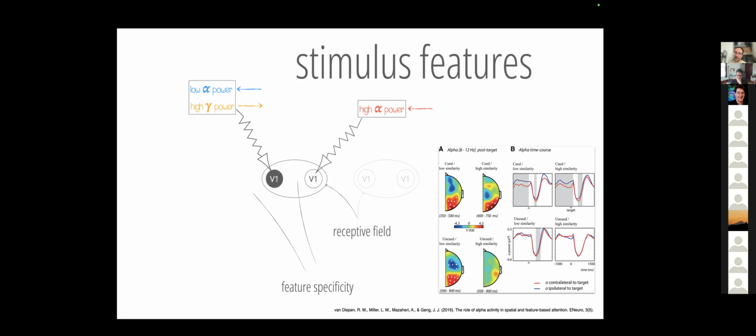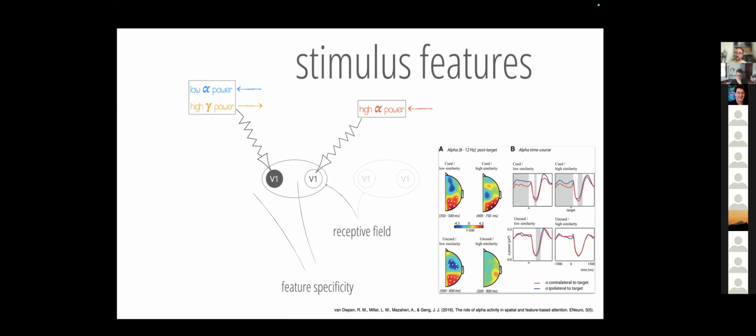There's also some evidence that this might be the case. In this specific study, they had left and right stimuli, so this typical spatial attention paradigm, but they also had color as a feature variable. And what you can see in the lower part of this figure is that if there's no spatial cue, but the color that they reported is the important factor, then we see a similar lateralization of the alpha power if there is low feature similarity.